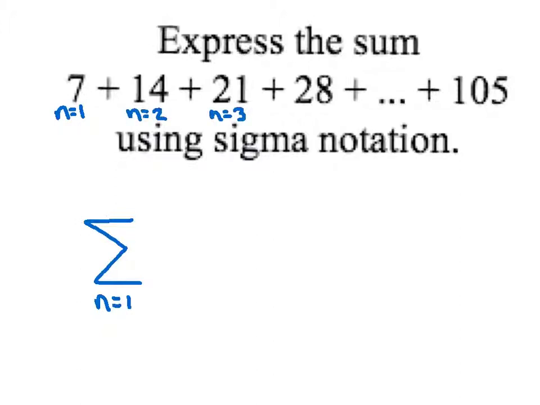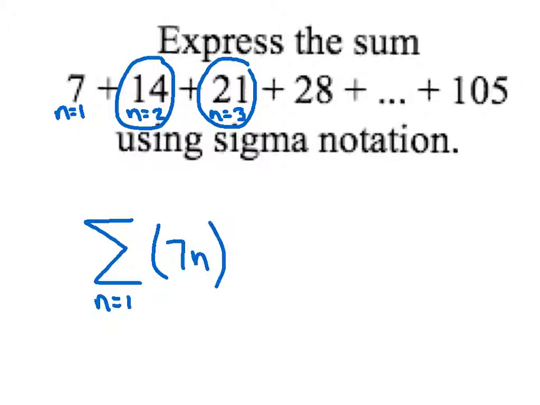Do you see the pattern? For instance, if you look at this bear right here, all you got to do is multiply the value of n by 7. And I think that same rule will work over here. So I'm going to say that it's just 7n.